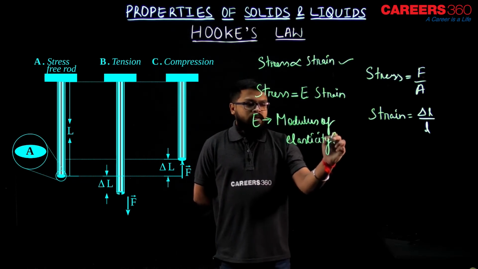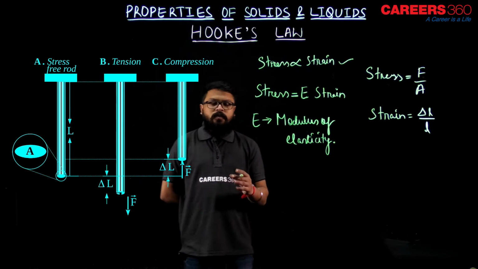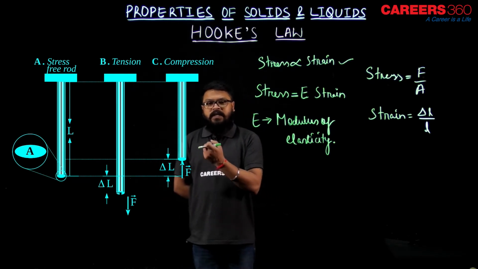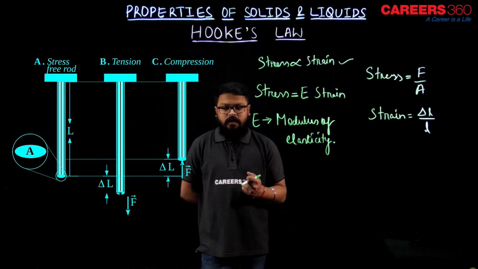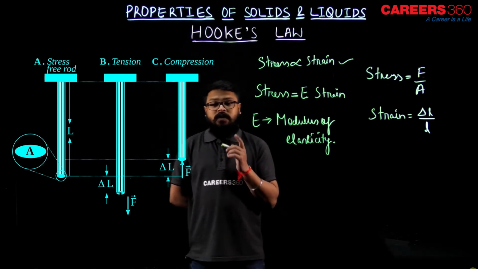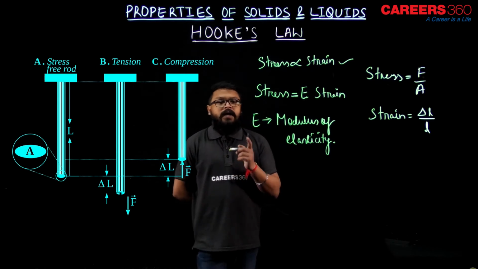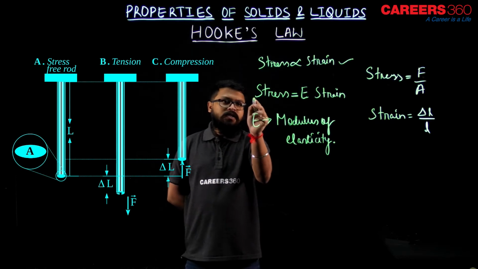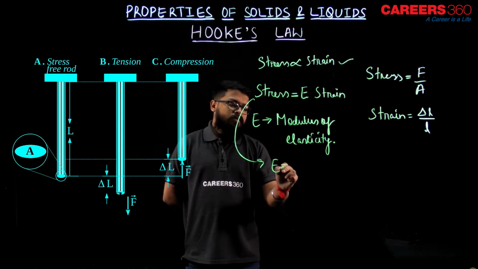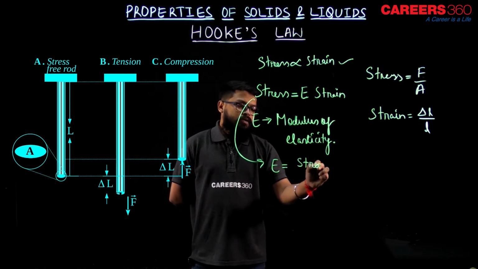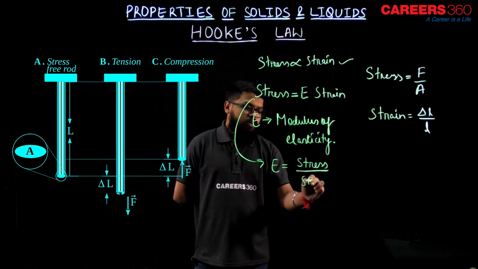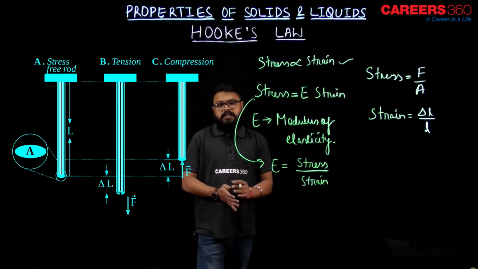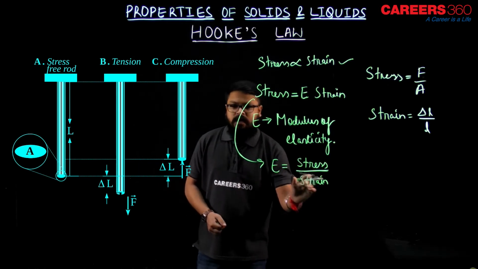And this modulus of elasticity depends upon the nature of material. Nature of material means what type of material is used to make the body. It also depends on the temperature of the body, and it is nothing but stress upon strain. E equals stress upon strain. So modulus of elasticity is nothing but the ratio of stress and strain.